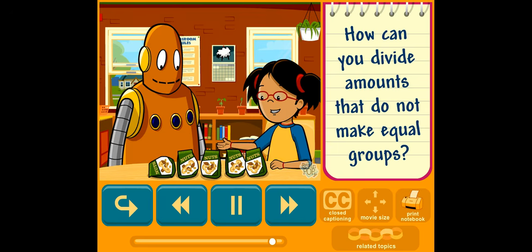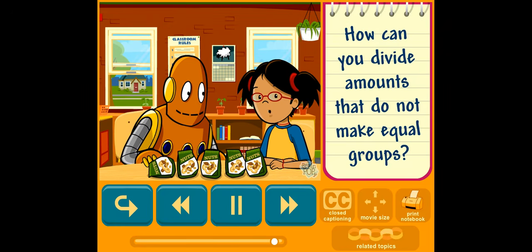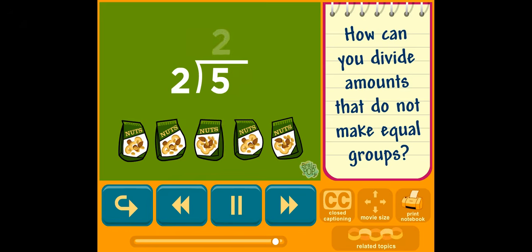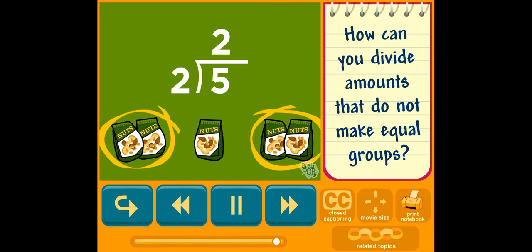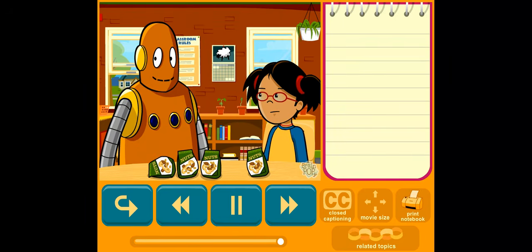I have 5 bags of nuts. How many bags do we each get? We each get 2 bags, and there's 1 bag left over. We can't divide the bags equally. I guess we can divide them equally now.